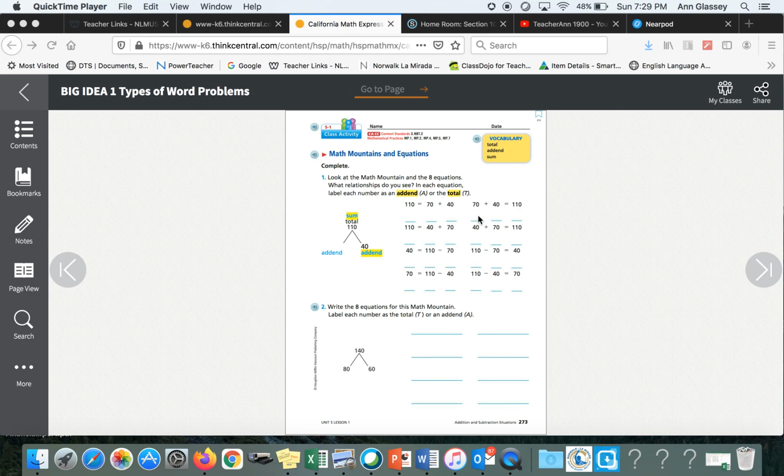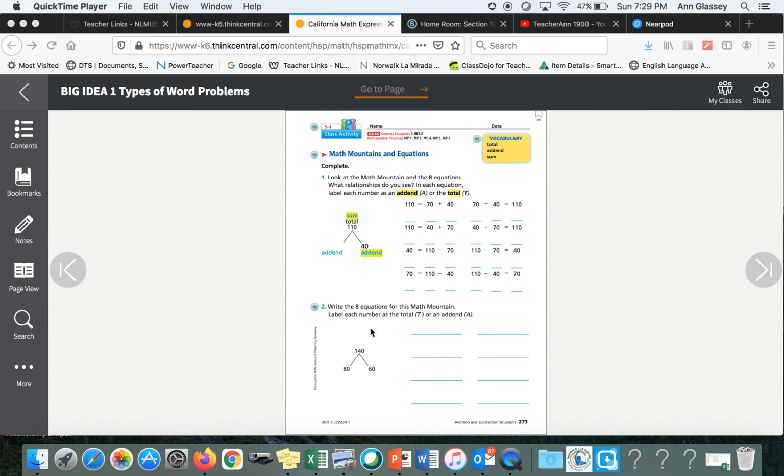You'll do the same thing here. Which are addends? Which is the total? Same thing here. Which are addends? Which is the total? That is not going to change. The addends will always be the addends, and the total will always be the total. Even if they start subtracting, 110 is still the total. This was still an addend. This was still an addend.